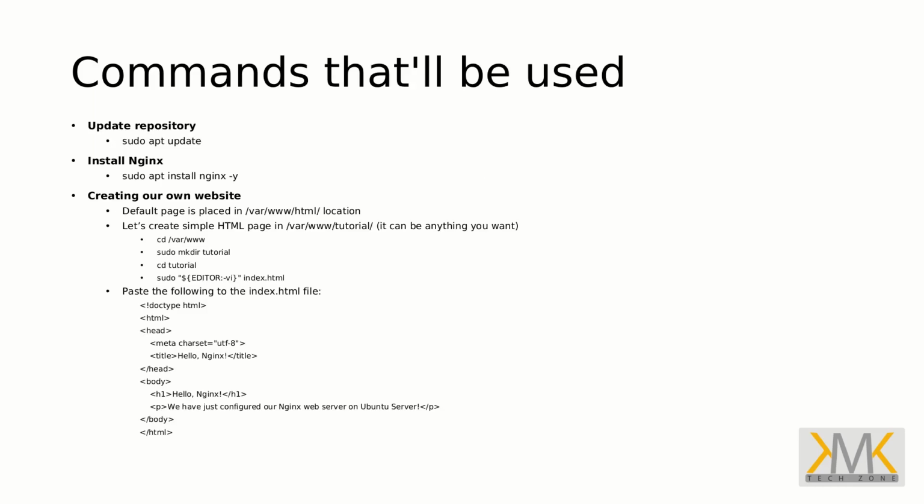Next one, we have commands here. You can see update repository, install Nginx, create own website. Nginx by default has a default website. Here we have the path mentioned. This is the path for the default website, but in our case we are going to create our own website, so we will create another directory and we will put all the relevant files inside the directory.